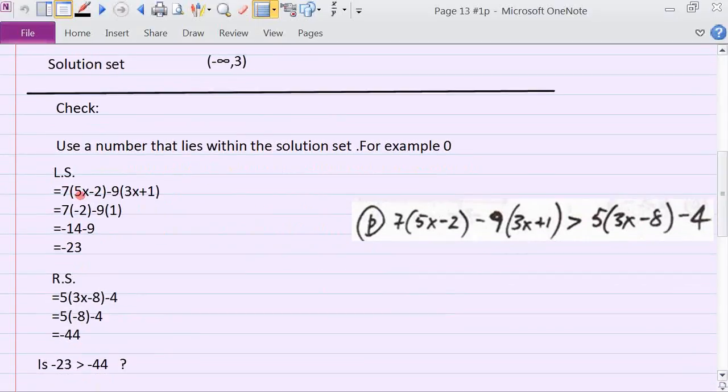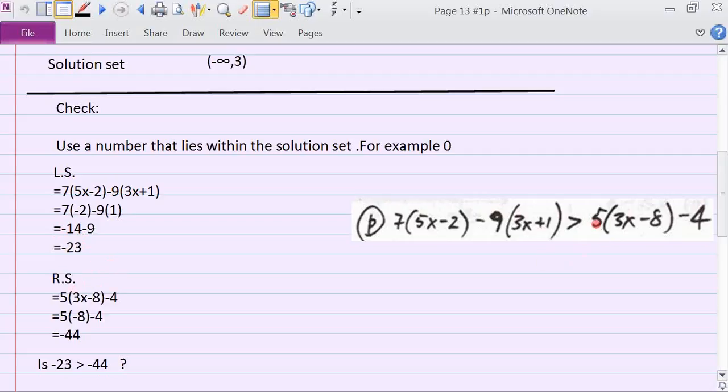So replacing the x with a 0 is minus 2 in the bracket. Replacing the 0 here, 3 times 0 is 0, leaves us with 1 in the bracket. So we have 7 times minus 2, which is minus 14. Minus 9 times plus 1 is minus 9. Minus 14 and minus 9 is minus 23.